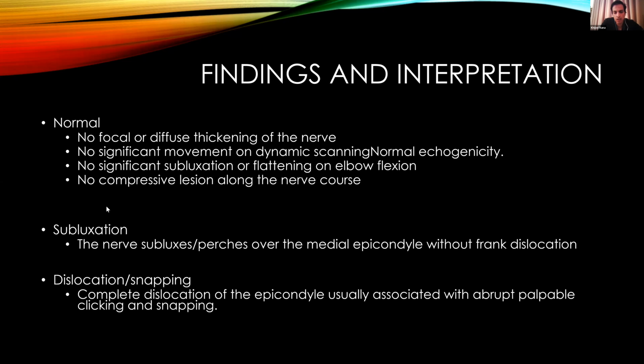When we describe subluxation, it basically means that the nerve moves more than what we would expect it to be normally moving on elbow flexion. So it moves more than what we expect with the normal flexion, and perches or partially dislocates, partially subluxes, but not frankly dislocates. A dislocating nerve is very easy to diagnose, because you will hear an abrupt palpable clicking or snapping, and you can actually see the nerve dislocate very suddenly over the medial epicondyle.